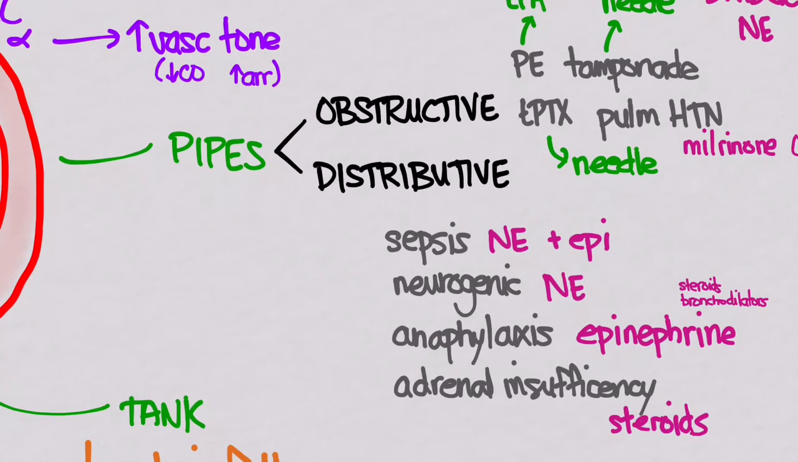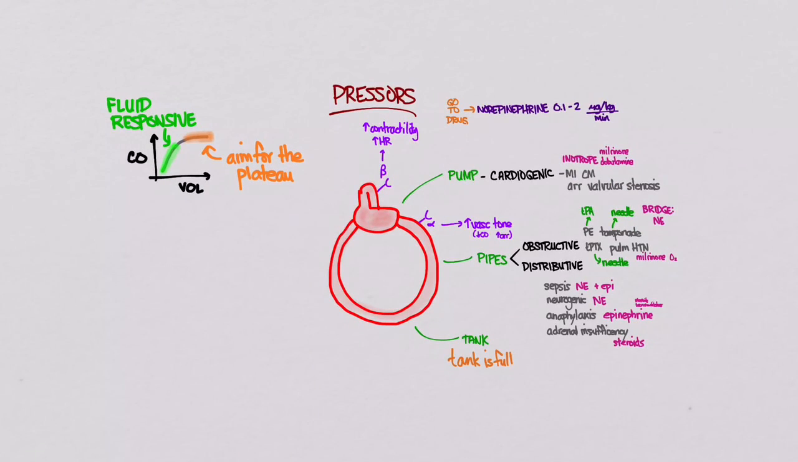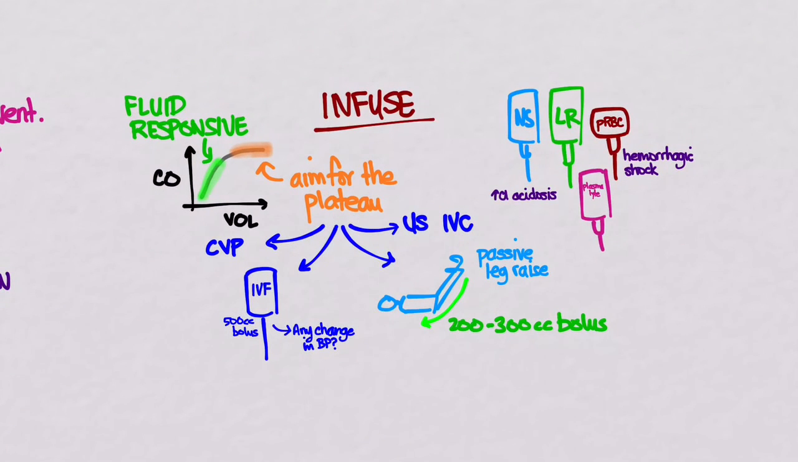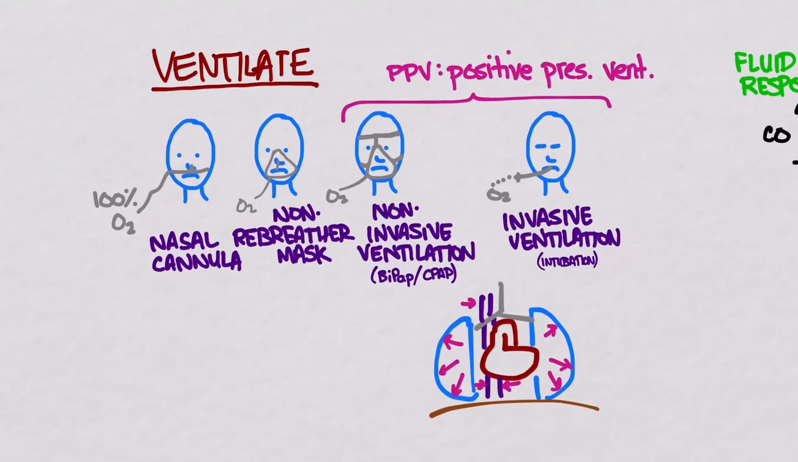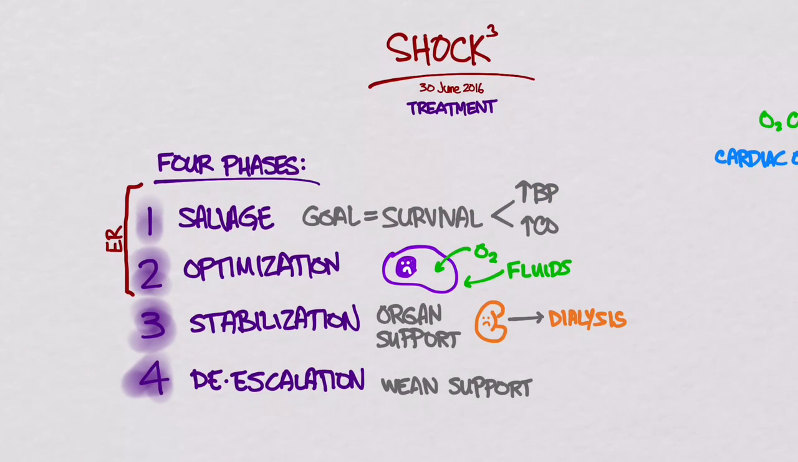So this is a really brief overview of the drugs that you can use for pressors. Norepi being the go-to drug, but then you give inotropes. And there are special cases like epinephrine and steroids in these. And remember, you only want to go to the vasopressors once the tank is full. If the tank isn't full, then you need to give fluids. Pick your fluid and give it until you hit that plateau. And then also you want to make sure that you maximize the oxygen delivery as well. And that's that for this super brief overview of shock.